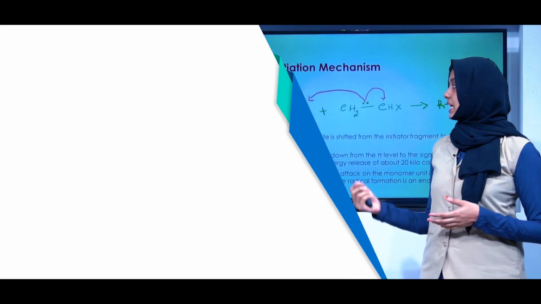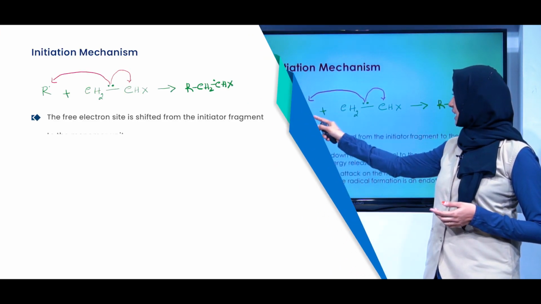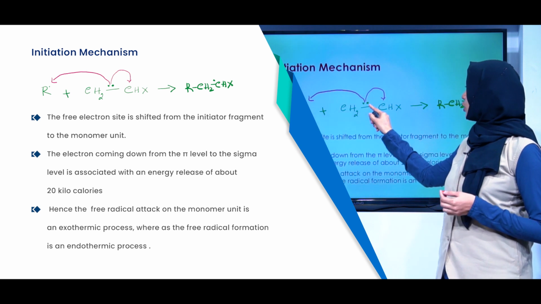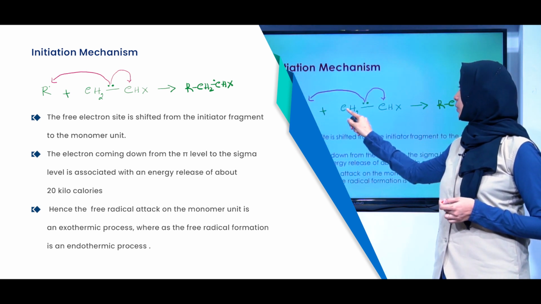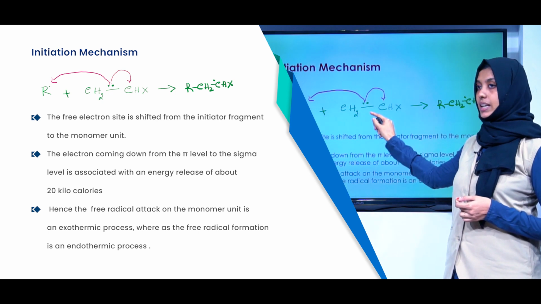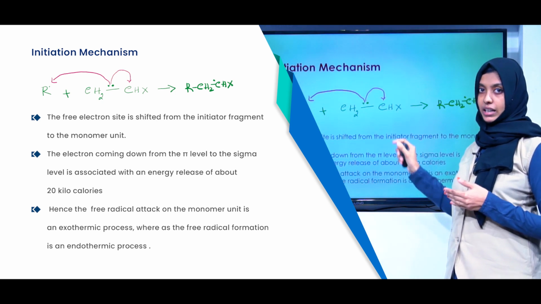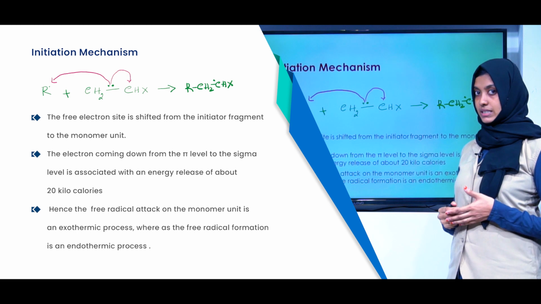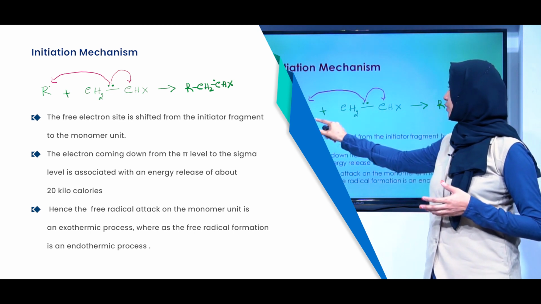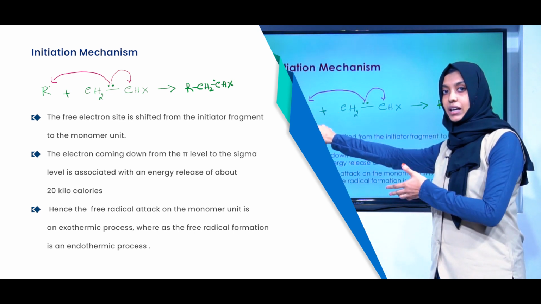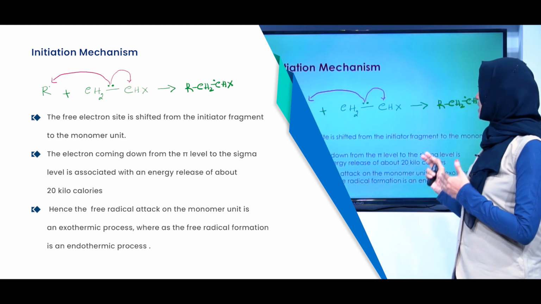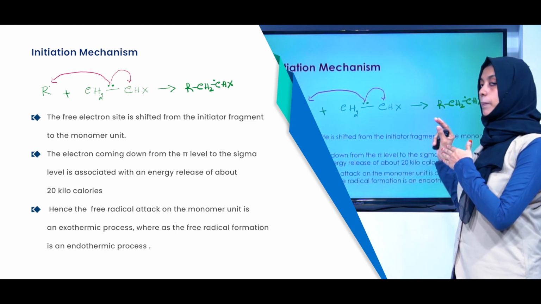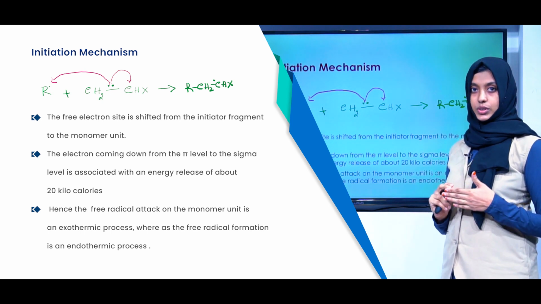Here you can see this free electron of this radical will interfere with one of the pi electrons of this bond, and they form a covalent bond between them. The remaining electron will remain as a free electron. You may also notice that there is a shift of radical site from the fragment radical to the monomer. And also you can see the shift of pi electrons to the sigma electrons.